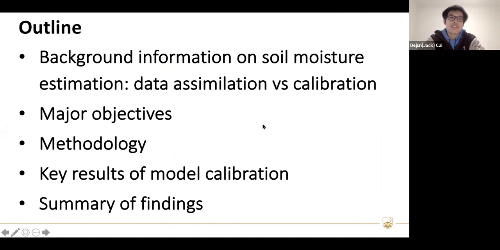The presentation is structured as follows. Firstly, I will provide some background information on the soil moisture estimation, including the concept of data assimilation and the calibration. Then I will outline the key objectives of the study and the methodology. This will be followed by some key results from model calibration and a summary of the main findings.